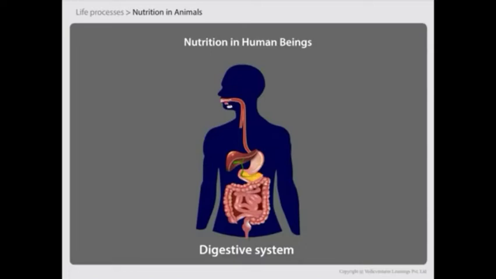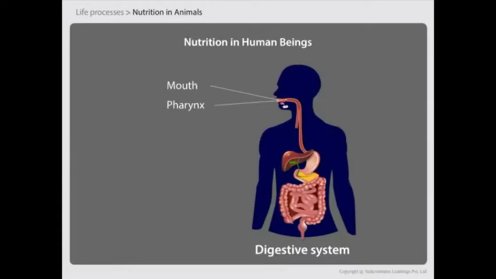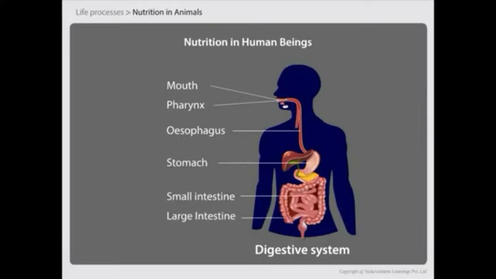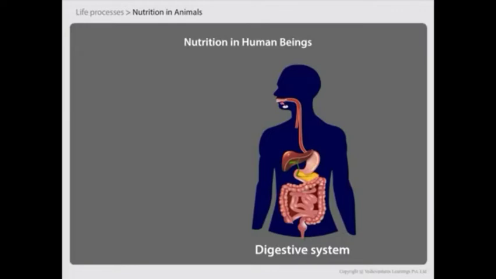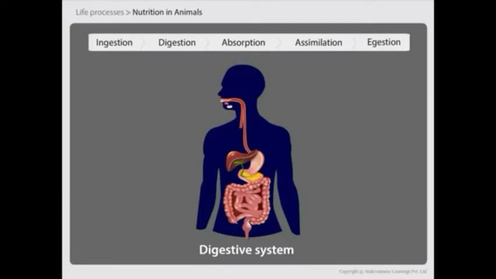The human digestive system consists of some major organs. They are the mouth, pharynx, esophagus, stomach, and small intestine with large intestine also. All these organs together are called the alimentary canal. Some accessory glands are also involved in the digestive system. They are the salivary glands, liver, and pancreas.